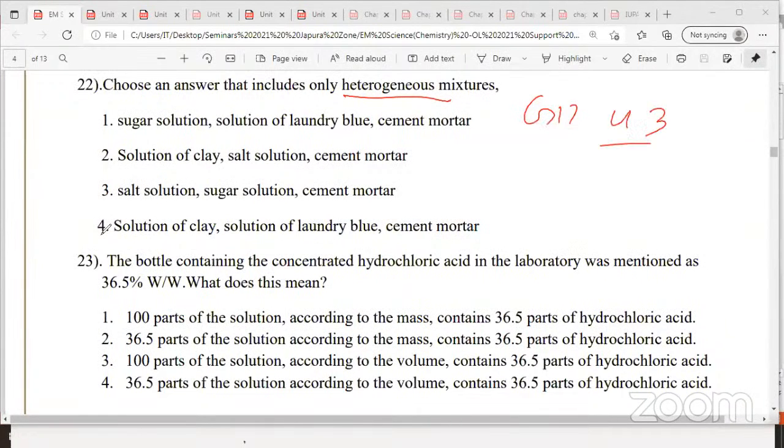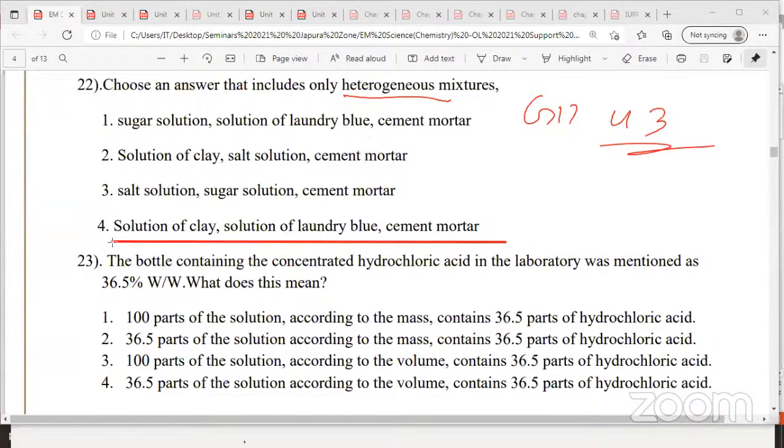Who can give me the answer? Any volunteers? Question number 22. Ransika, what is the answer? Yes? 4th. Very good, Ransika. Answer is 4th. Excellent.